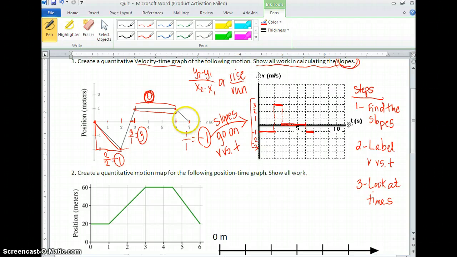Notice this only goes up to 7. Yours should also stop at 7. We don't want to extend it any longer than our previous one was.